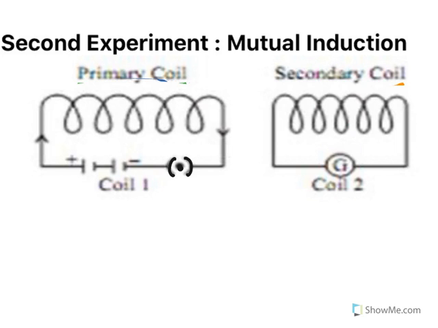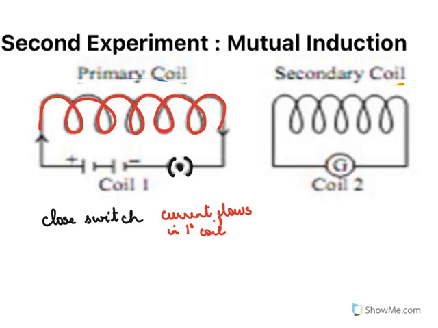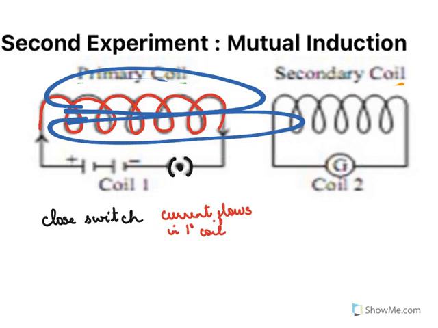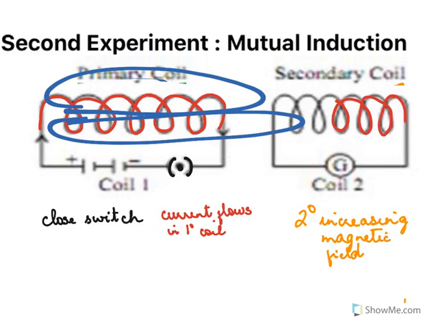So let's go over it again. So we have the switch. We close the switch. As soon as we close the switch, current begins to flow in the primary coil. And because current begins to flow in this primary coil, a magnetic field is produced in this area. So the secondary coil is now in a region of increasing magnetic field. And since there is a changing magnetic field associated with the secondary coil, current begins to flow in this coil.